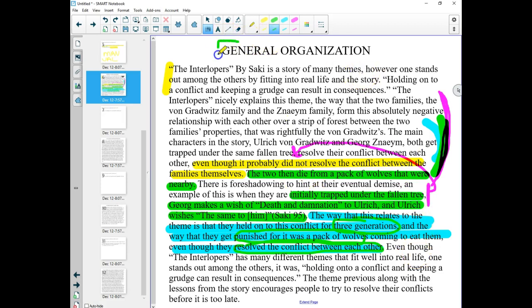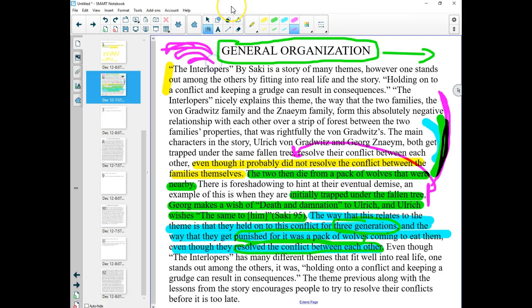So that's what I'm talking about, general organization. The student is not going chronologically or just in a straight line. Instead, what they're doing is they are going this way, then back, then this way, then back, then this way, then back, then this way. It's not a tennis match. That's not what we're doing here.